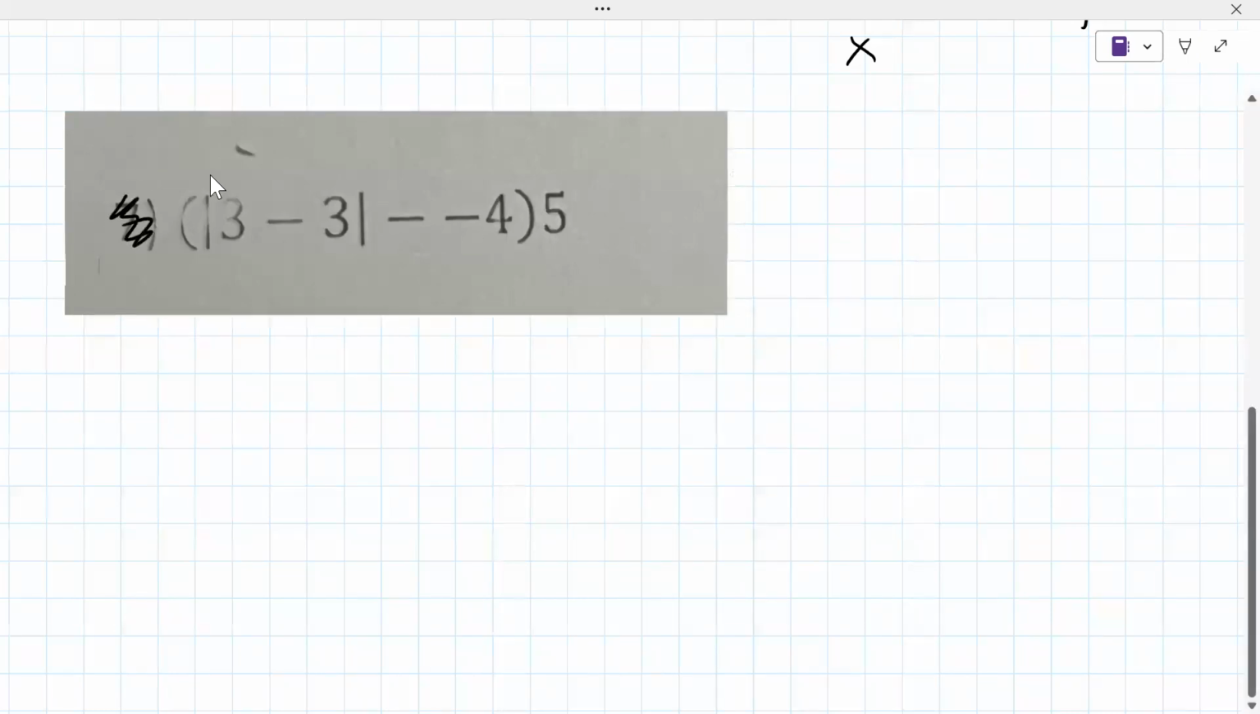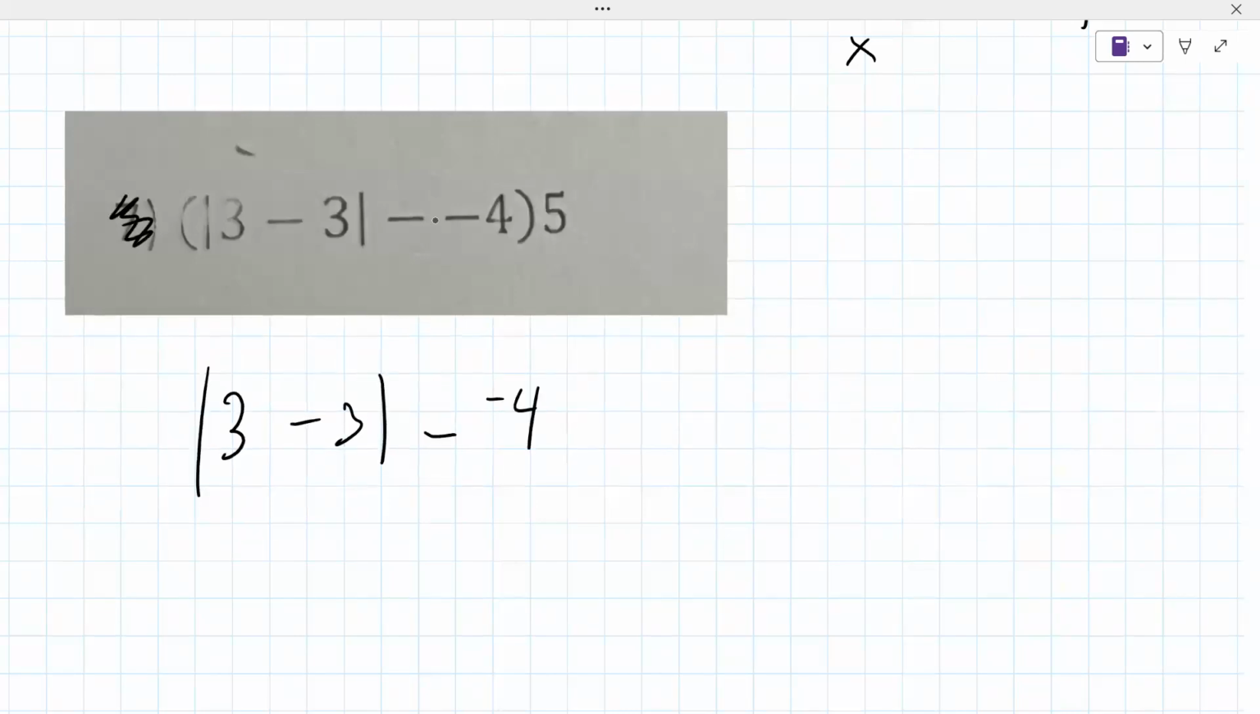This says the absolute value of 3 minus 3. I think this is formatted poorly. It probably should look more like where you're subtracting a negative 4 like that, and then you're multiplying everything times 5. You probably know by now that double negative becomes a positive.